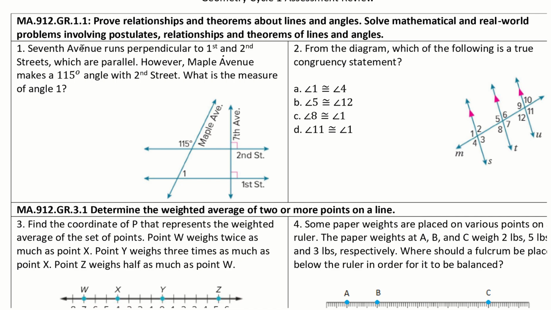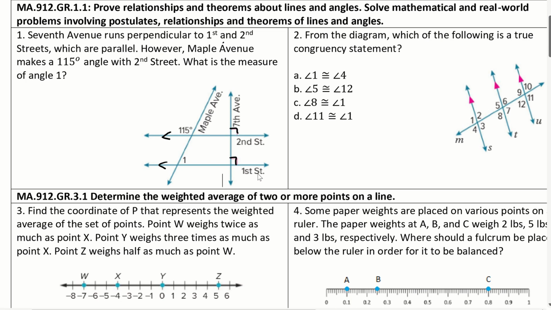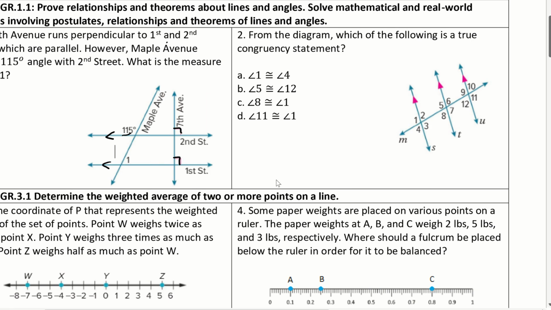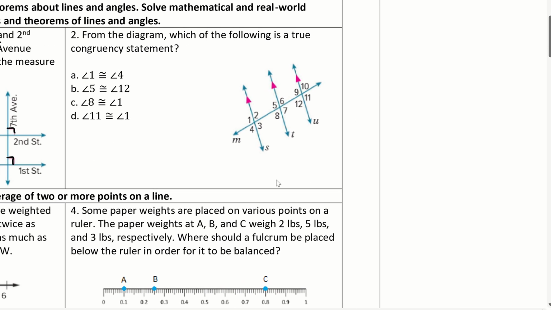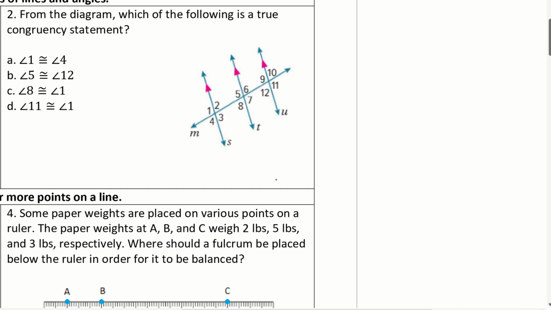But here it says that these are parallel. So these lines are parallel. And then it says that 7th Avenue runs perpendicular. Perpendicular means that it crosses at a 90 degree angle. So you can see that here, there's a 90 degree angle there, 90 degree angle there. So they've already given us that information. Now it says that this is 115 degrees, so they want angle 1. So I'm going to review these concepts first.